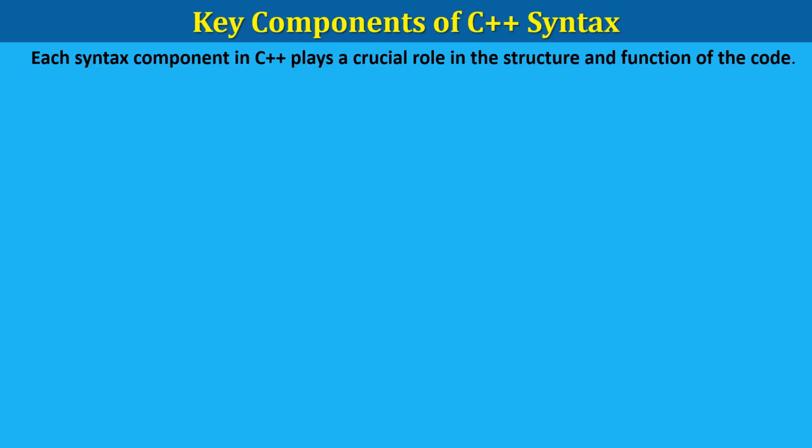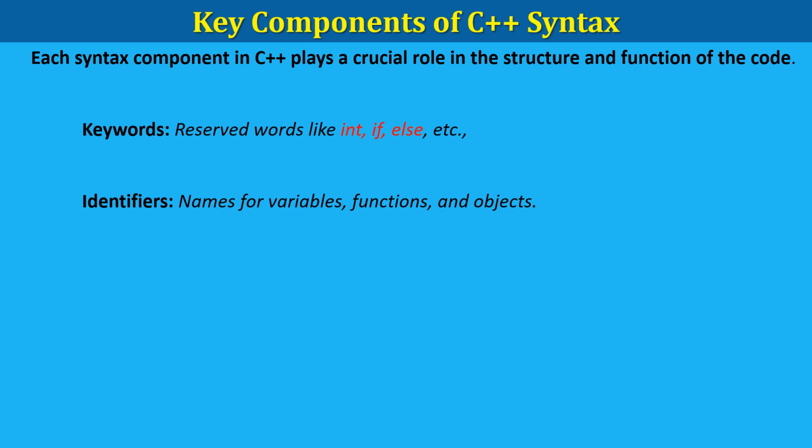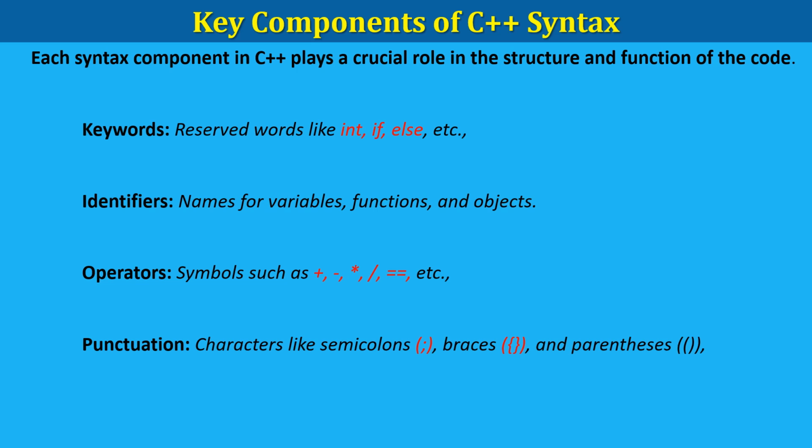Key components of C++ syntax. Keywords are reserved words with specific meanings. Names are identifiers. Names are given to variables, functions, and objects, and must follow specific naming rules. Operators are used to perform arithmetic, comparison, and logical operations. Punctuation helps structure the program and define code blocks. A mistake in any of these components leads to a syntax error, preventing the program from compiling.